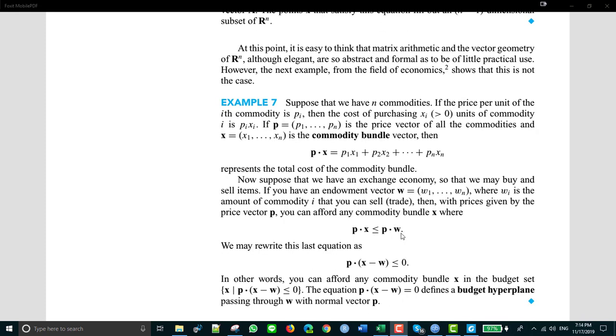But then we can rewrite this, just bring this to the other side, and rewrite it like that, factoring out the p. In other words, you can afford any commodity bundle x in the budget set, where the set is all x such that it satisfies this equation. But this is a vector equation, so that's something new, and that's nice. So this equation defines a budget hyperplane passing through w with normal vector p. Okay, so that's just an example.